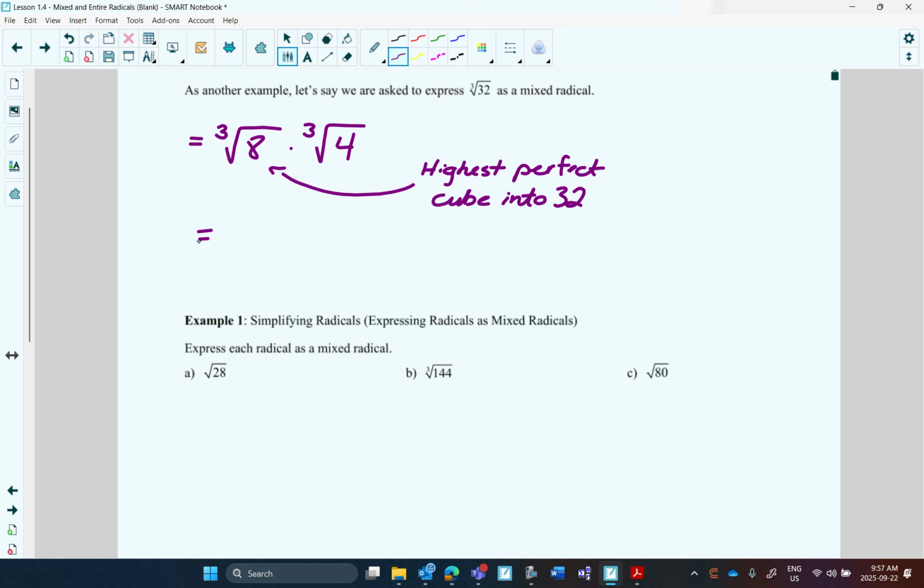What is the cube root of 8? Just say 2 times the cube root of 4. But we don't have to write that little times. I know it looks a little weird. You're probably not used to seeing something that looks like that. But that is read as 2 cube root 4. And that's as far as we've gone. So that's when you take an entire radical and you go to a mixed radical.